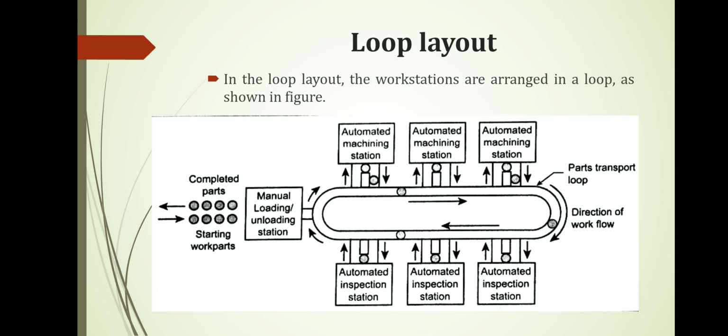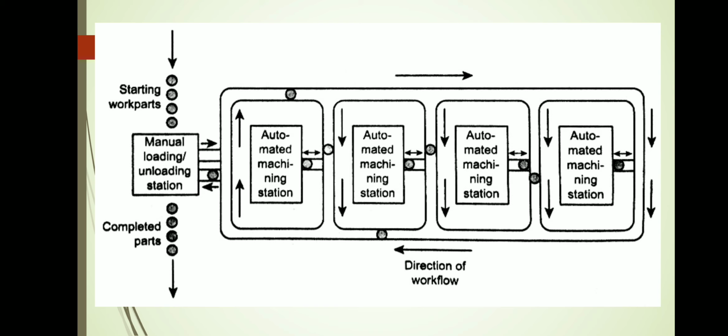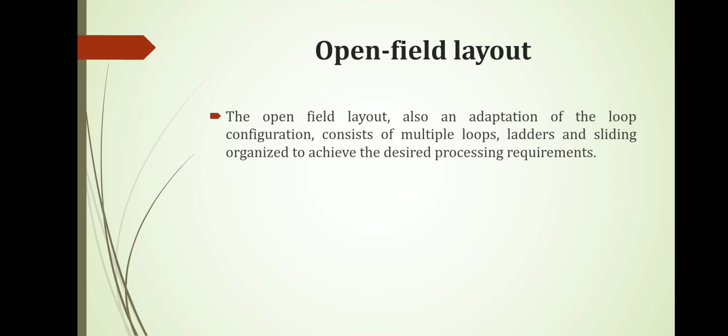Then the loop layout is like a loop, an oval shape. We arrange the machines like that to transport the material from one place to another. Then the ladder layout is also like a rectangle shape. We transport the raw materials from one machine to another machine.